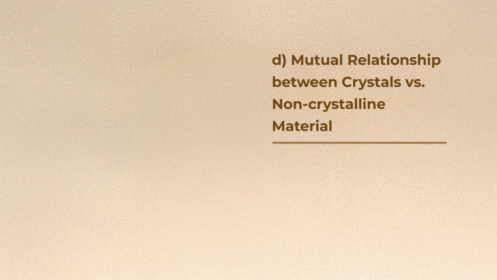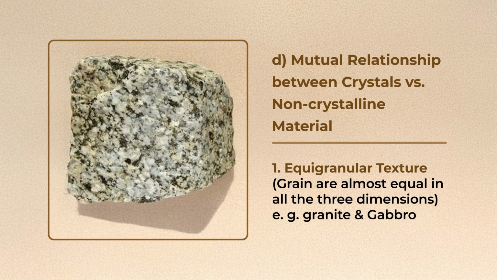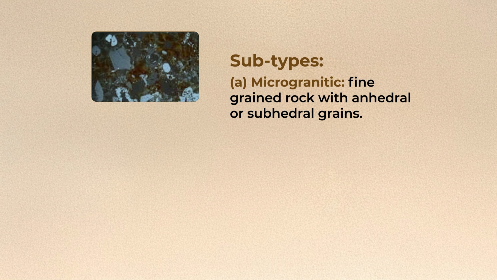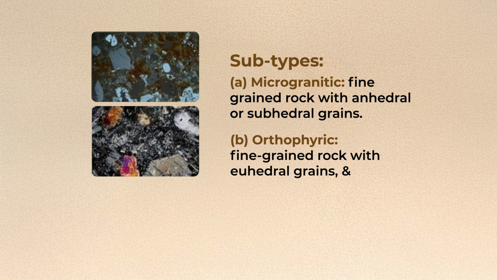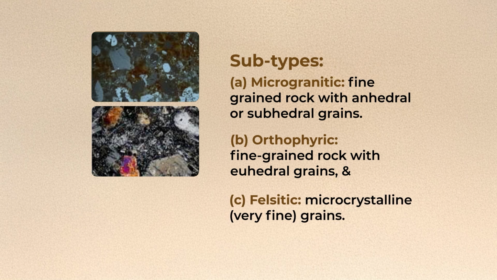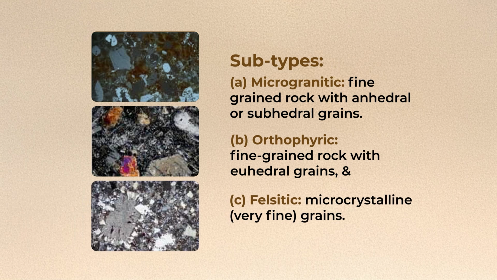So let us start with the mutual relationship between crystals versus non-crystalline material. The first category is equigranular texture. Equigranular texture is a type of texture where grains are almost equal in size in all three dimensions. The best examples are granite and gabbro. There are three subtypes: microgranitic, a fine-grained rock with anhedral or subhedral grains; orthophyric texture, a fine-grained rock with euhedral grains; and felsitic, a microcrystalline or very fine-grained texture.